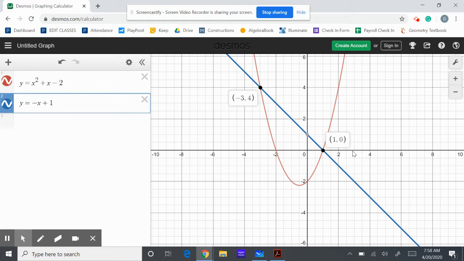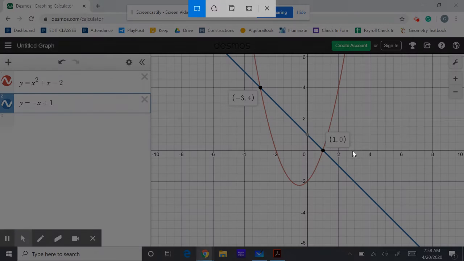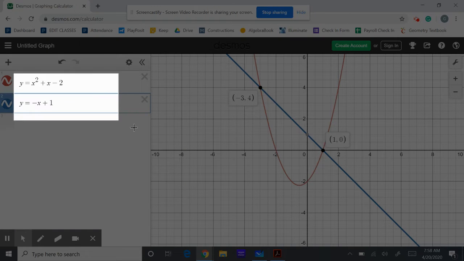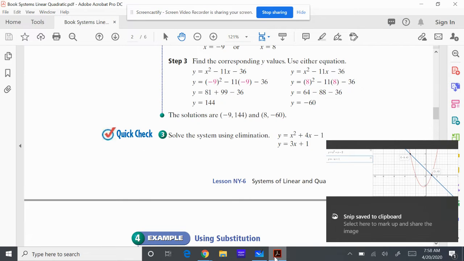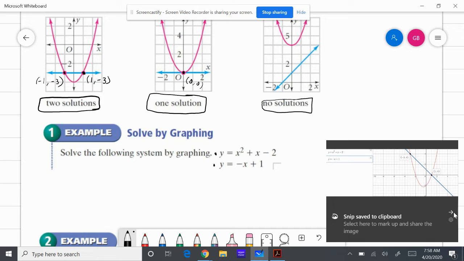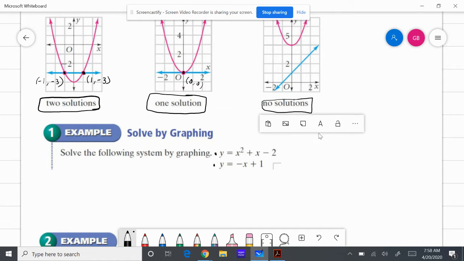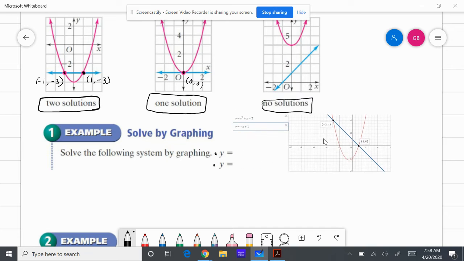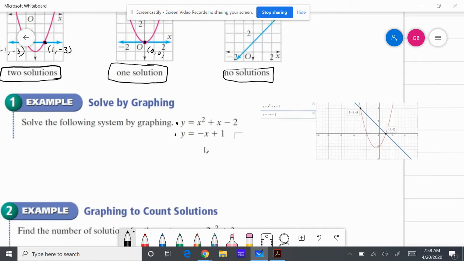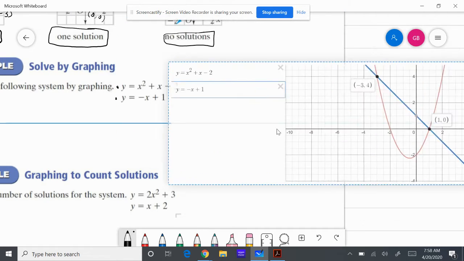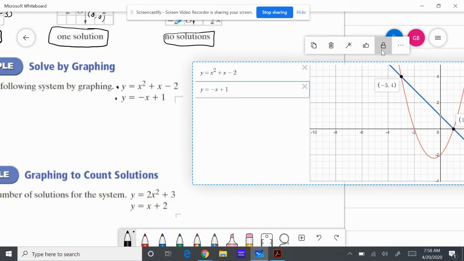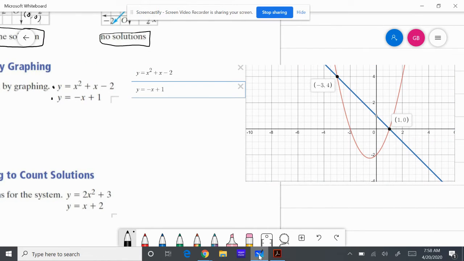So on the homework, what I want you to do is take a screenshot of this. And you could paste it onto your Notability or whatever it is. So this is a little bit too small. So let's make this a little bigger. That's better. And there are your solutions, negative 3, 4, and 1 comma 0.